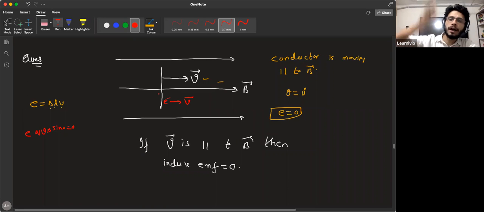There will be negative and positive potential only if one end has a higher number of electrons than the other end. If throughout the wire the distribution of electrons is uniform, you don't have negative and positive charges. You don't have negative and positive potential, which means no EMF. Okay. Yes, sir.